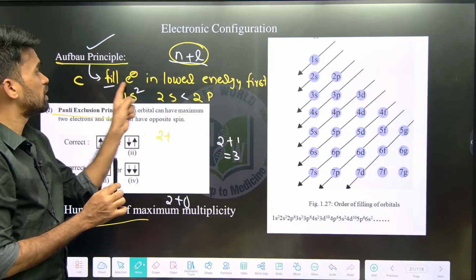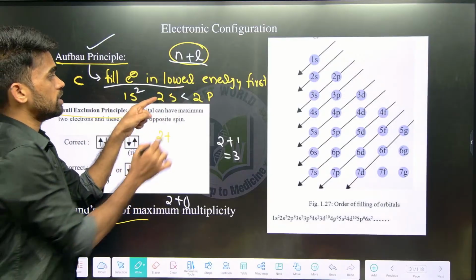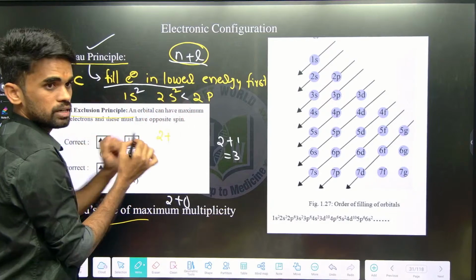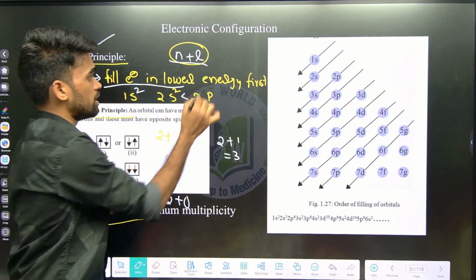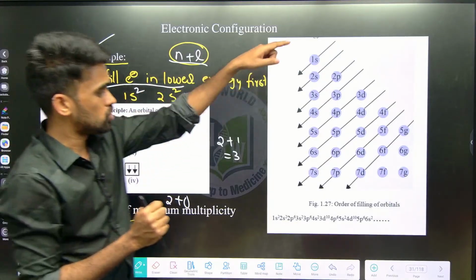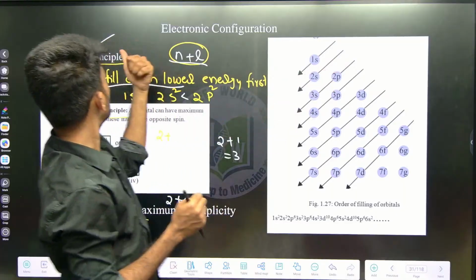So where do we need to fill first? Here. How many should we fill? Out of 6, 2 are over, remaining 4. Next, I can fill 2 here, and still 2 remain, so I fill those in 2p. Like that we write the electronic configuration. So this diagram helps us follow the Aufbau principle.